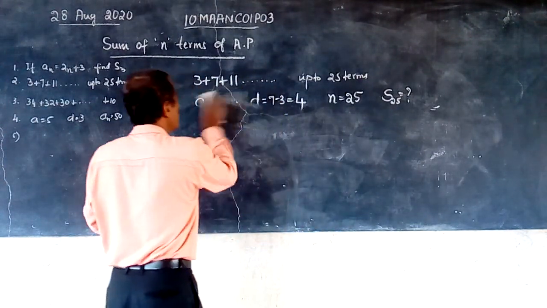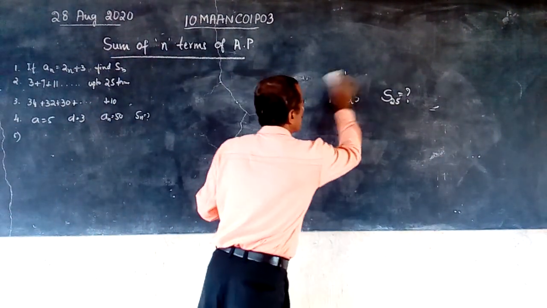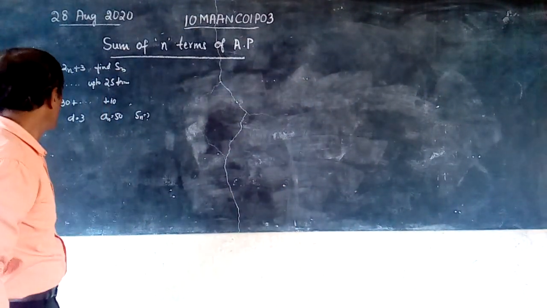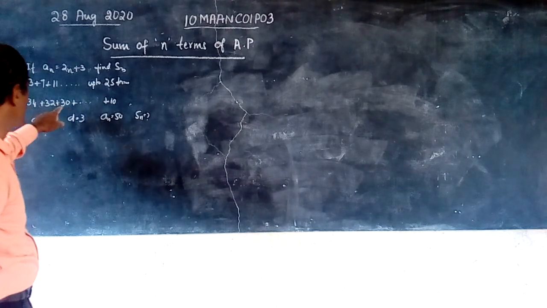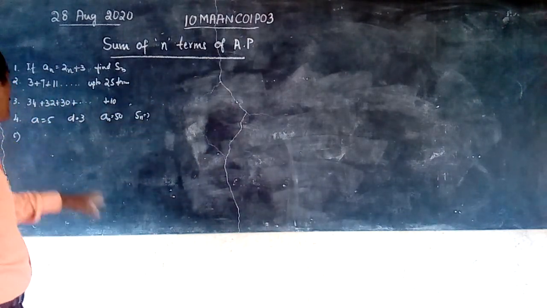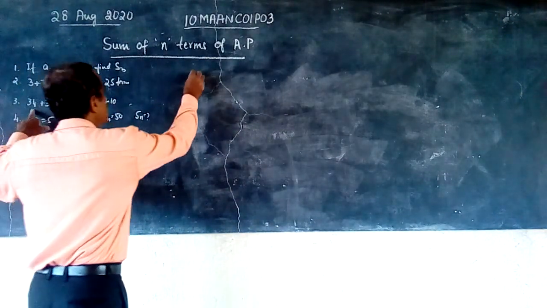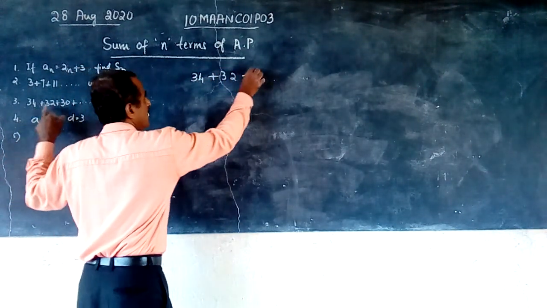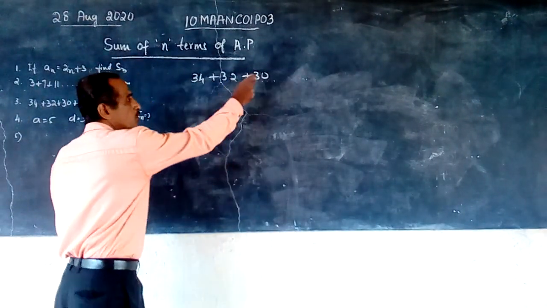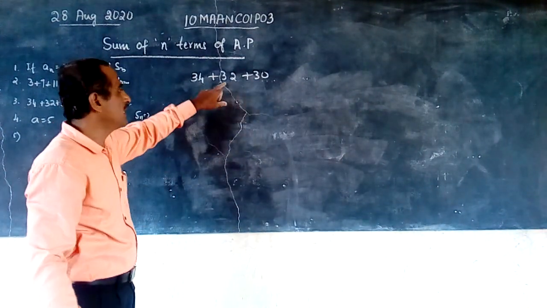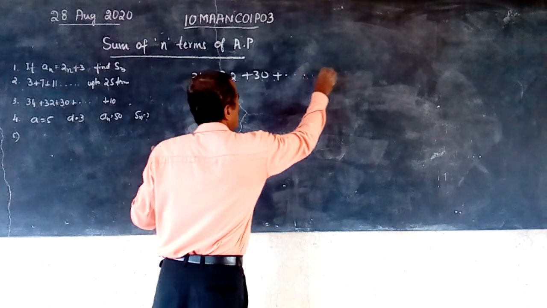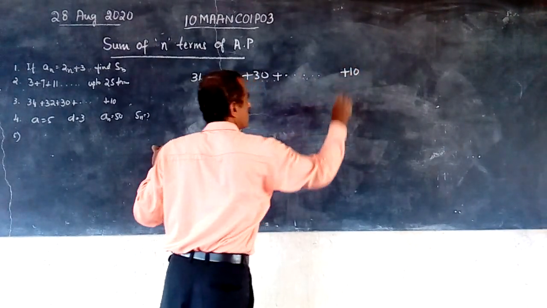Get the textbook first, open it, and try to read and understand the question. Next, let us see another question. Here, the number of terms is not given. It is given as 34 plus 32 plus 30. 34, 32, 30 are in AP. What is d here?